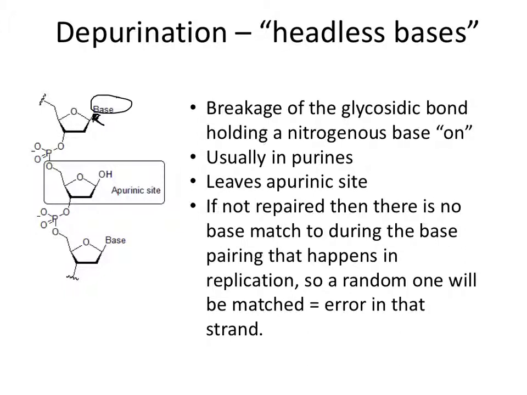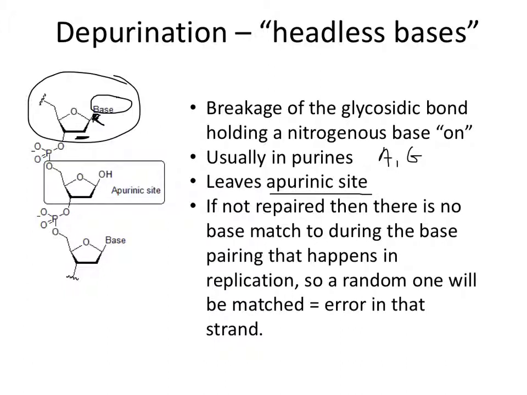It's a glycosidic covalent bond that's holding any nucleotide's base onto the 5-carbon sugar that is part of the entire nucleotide structure shown here. If you knock that base off, you're left with essentially a headless base, or a depurinated base. And this only happens usually in purines, adenines, and guanines. It can happen to cytosines and thymines, but it's much less common. And it leaves behind what is usually called an apurinic site.